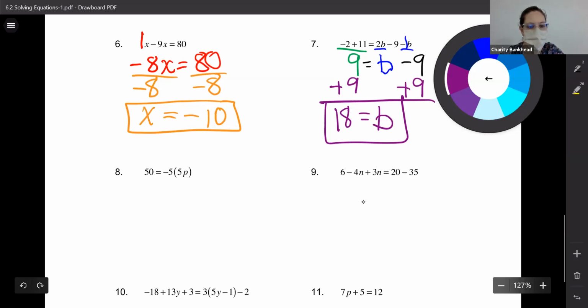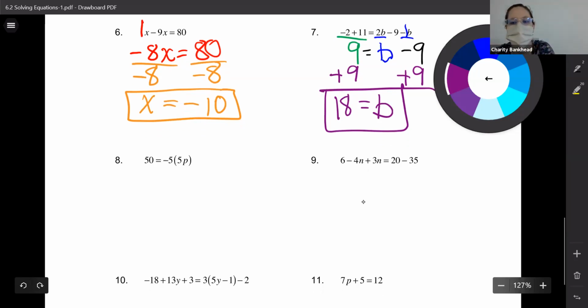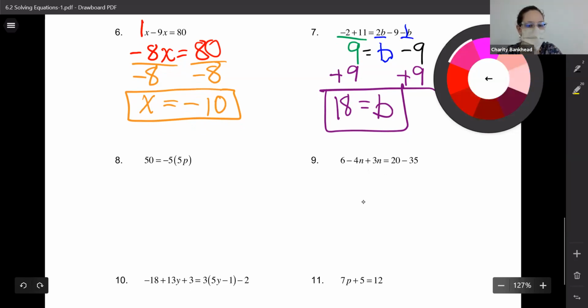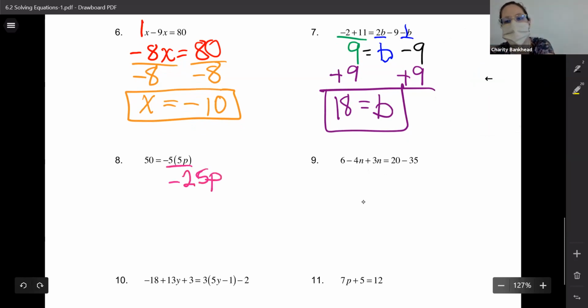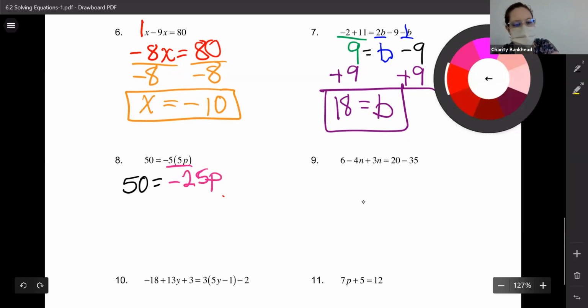All right. Number 8. So I need to simplify the right side of the equation. So negative 5 times 5 equals negative 25. So that's negative 25p. Okay, so I have 50 equals negative 25p. And then I can divide both sides by negative 25. So that gives me negative 2 equals p.